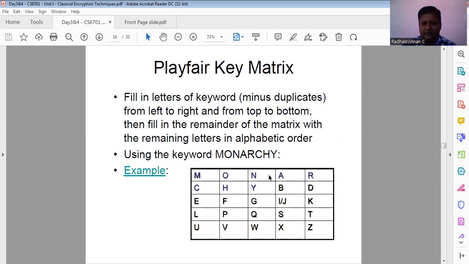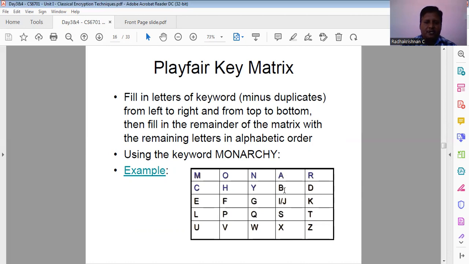In a 5 by 5 matrix, 25 characters will be presented, and I and J have the same priority, so both are entered into a single cell. Using the keyword MONARCHY, first the keyword is filled in. In this keyword there are no repeated characters, so there is no issue. Next, the remaining alphabet will be filled into the matrix in sequential order.